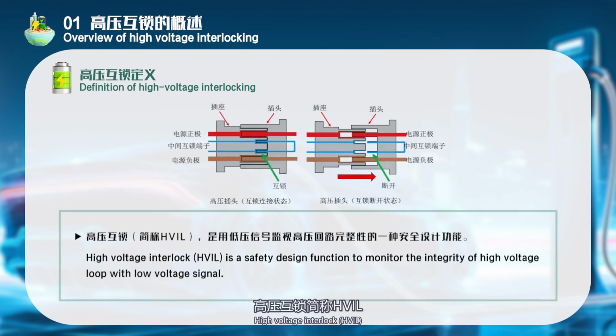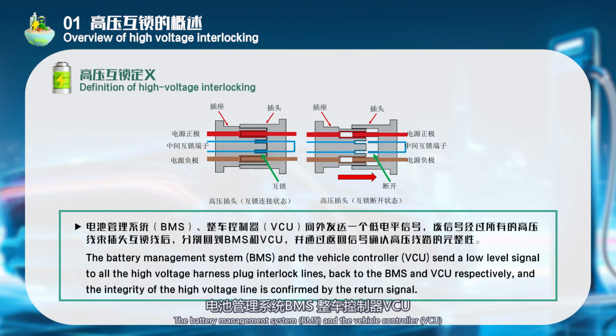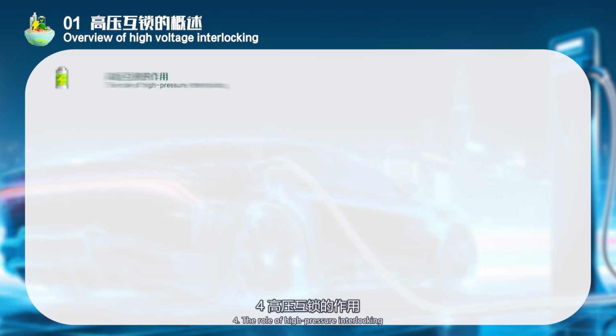High voltage interlock, HVIL, is a safety design function to monitor the integrity of the high voltage loop with a low voltage signal. The battery management system, BMS, and the vehicle controller, VCU, send a low-level signal to all the high-voltage harness plug interlock lines and back to the BMS and VCU respectively, and the integrity of the high-voltage line is confirmed by the return signal. 4. The role of high voltage interlocking.